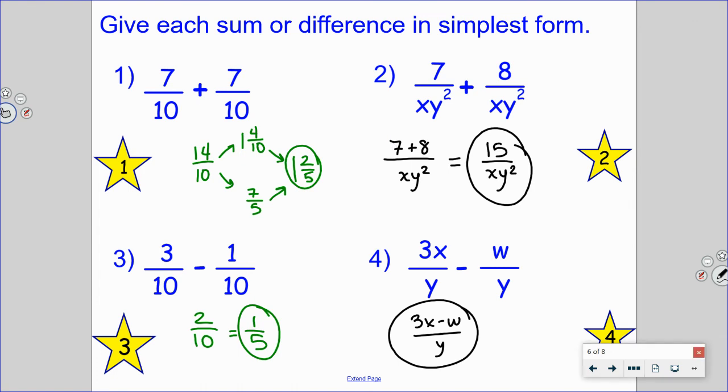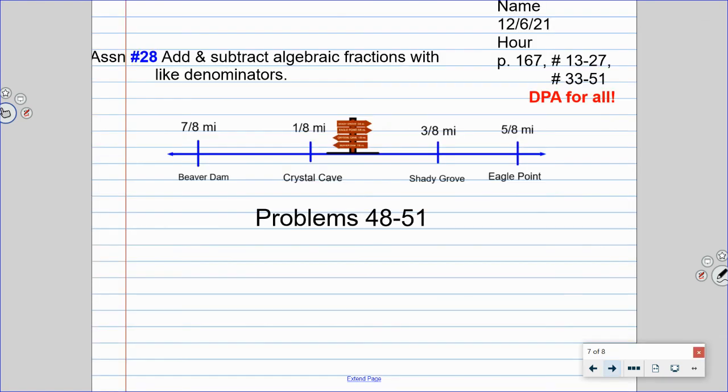That's really all I got, ladies and gents. Problems 13 to 27, 33 to 51. If you want, you may pause the video and draw yourself the little visual that I've drawn here that may or may not help you with problems 48 to 51. Other than that, take your time, do well, and let's grow.